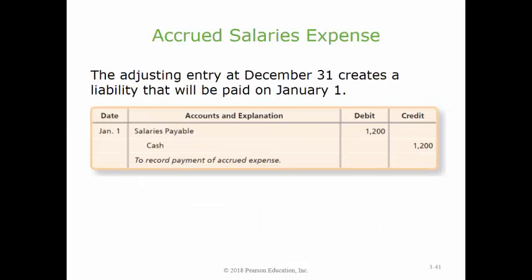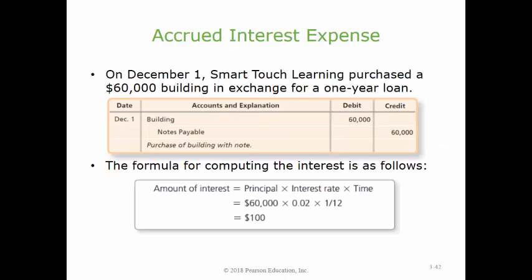Don't confuse this entry with an adjusting entry. Adjusting entries are recorded only at the end of the accounting period and are used to record either revenue earned or expenses incurred. This entry is a journal entry. It is simply recording an everyday business transaction, the payment of salaries previously accrued. In this example, the amount paid for salaries was equal to the amount of the liability in the adjusting entry.